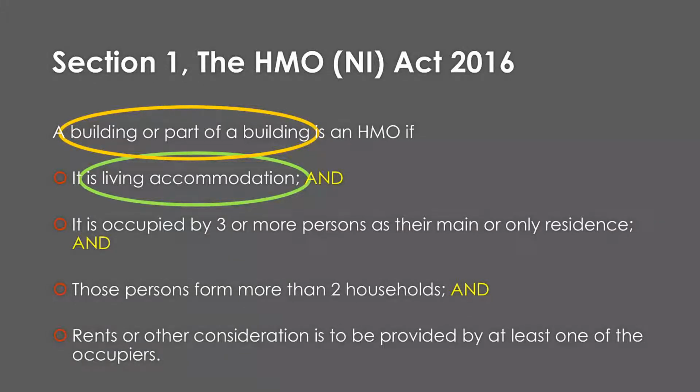So a building or part of a building is an HMO if it is living accommodation, and again everything surrounded by an oval we will define separately. So it's living accommodation and it is occupied by 3 or more persons as their main or only residence, and those persons form more than 2 households, and rents or other consideration is to be provided by at least one of the occupiers. So far so good. Let's break that down.